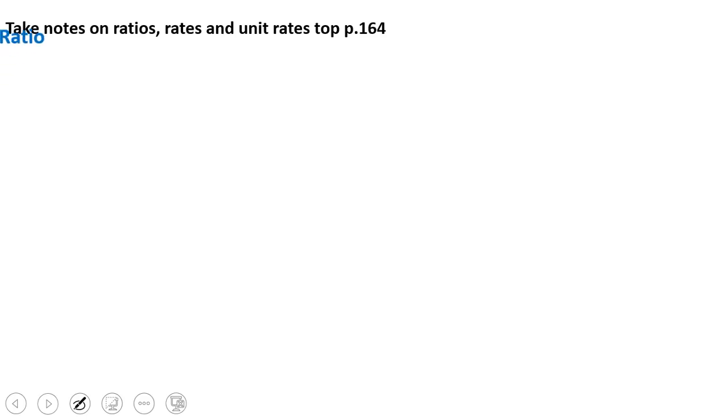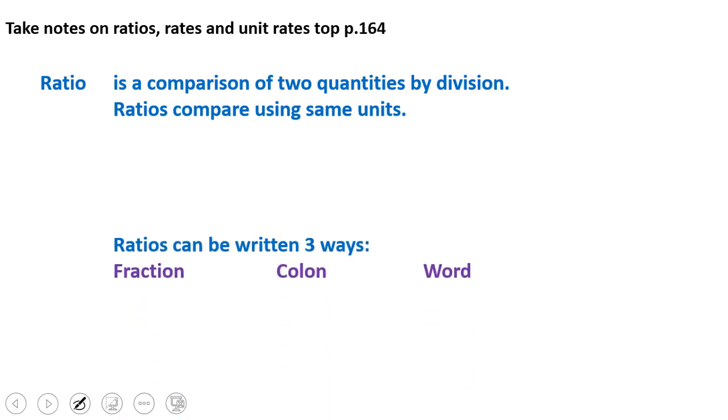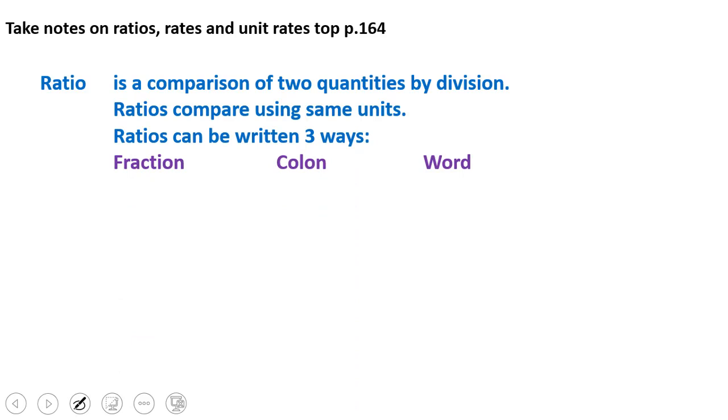So ratios. What are ratios? A ratio is a comparison of 2 quantities by division. We compare 2 quantities by division, ladies and gentlemen, and ratios compare using the same units. It doesn't say that in the book, but that's what is implied, and that is what is meant. Ratios compare using the same units. Now, ratios can be written 3 different ways. Again, it's written in your book, but it doesn't specify that they can be written this way.